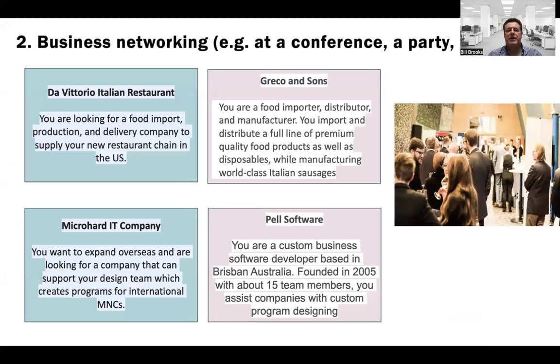Here, an example of some of the cards. I'm not going to get into reading all these for you. Just have a look. You've got on the left side here, you've got the Italian restaurant, and what they're looking for, and then Greco and Sons, who are a food importer, distributor, manufacturer, etc. So, those different pairs. The cards below are for IT, and then you've got the software provider for that.